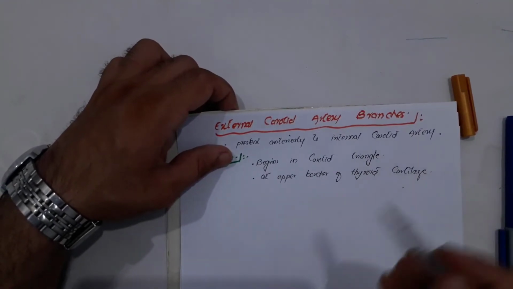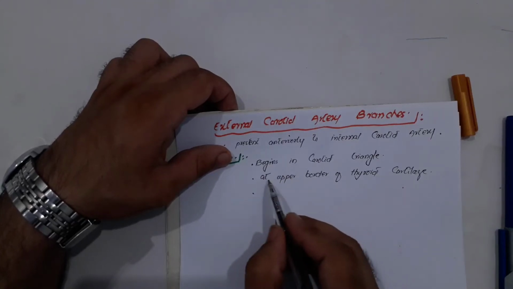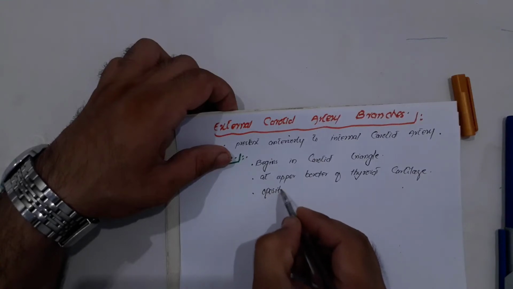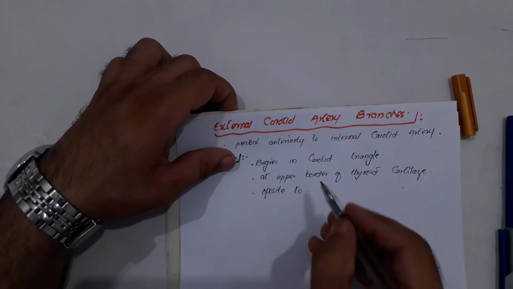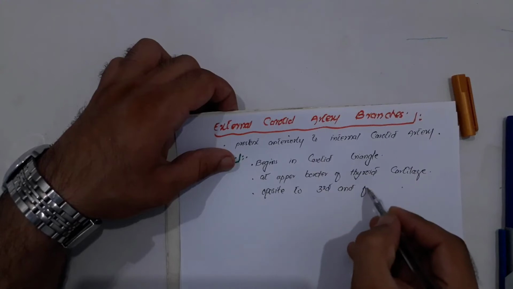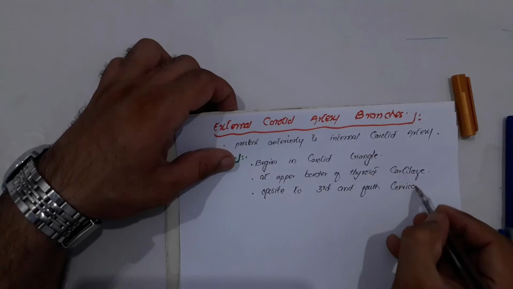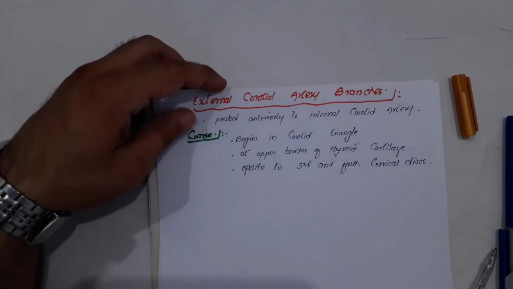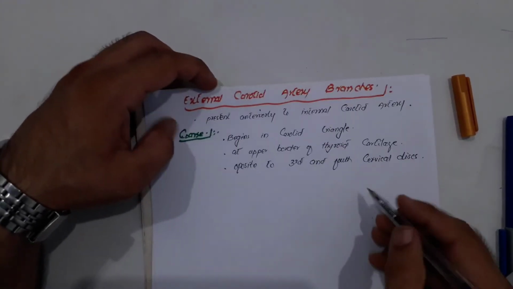Okay, now let's compare it to the vertebrae. It begins at the level of thyroid cartilage, opposite to third and fourth cervical discs, right? Third and fourth cervical discs. Now let's make the diagram here. Okay, I will show you anterior posterior level.